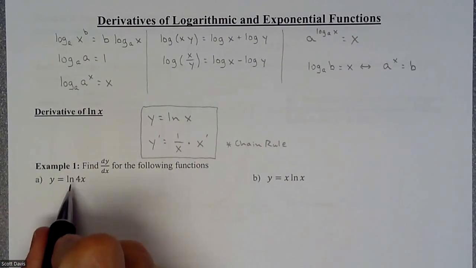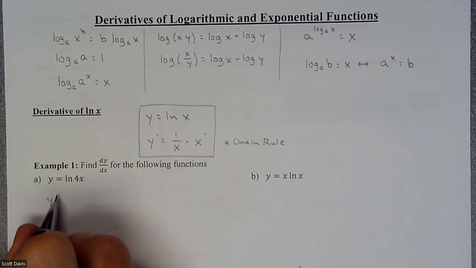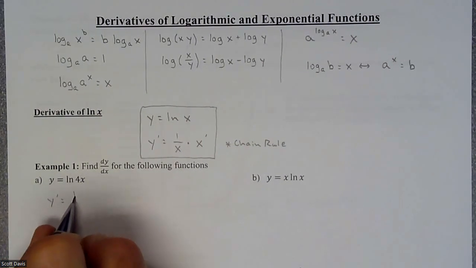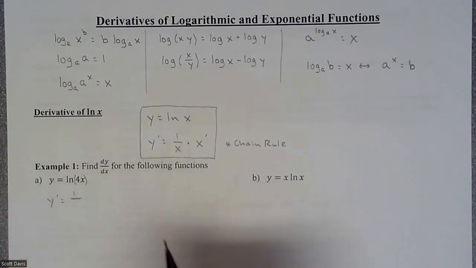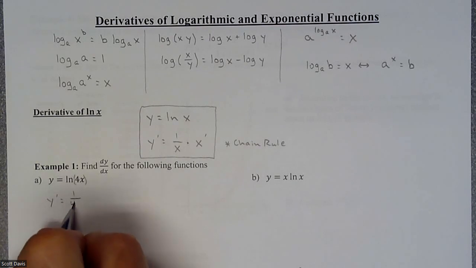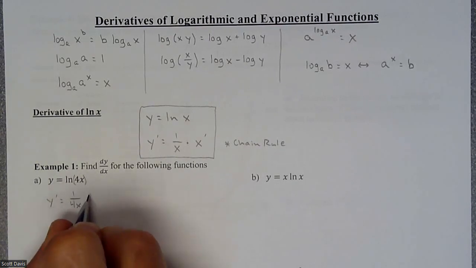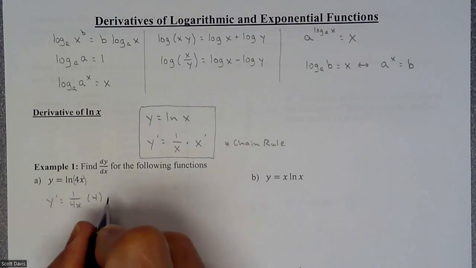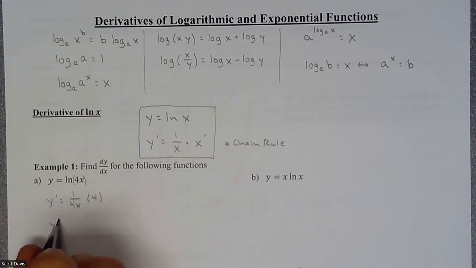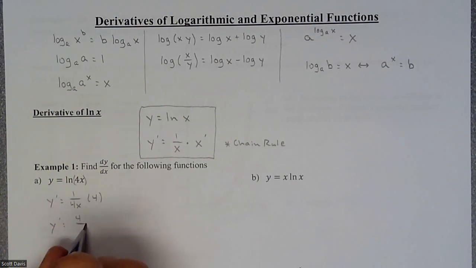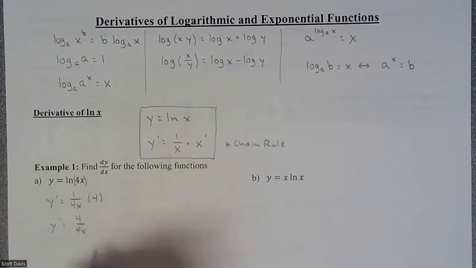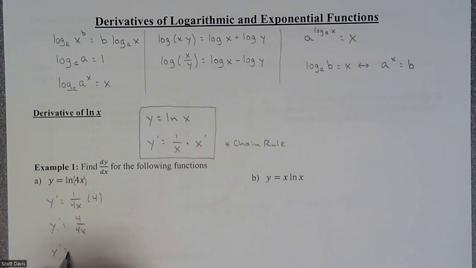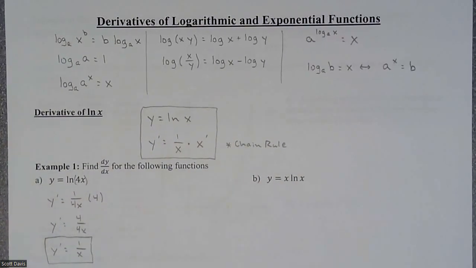So if we have this one, and we're going to do the derivative of it, we're doing the derivative of a natural log, so it's going to be 1 over, it helps to put parentheses around it, 1 over 4x times the derivative of 4x. Derivative of 4x is 4. So if you put this together, you're looking at a 4 over 4x, which then is going to simplify to 1 over x. So there's our first one. So hopefully not too bad.